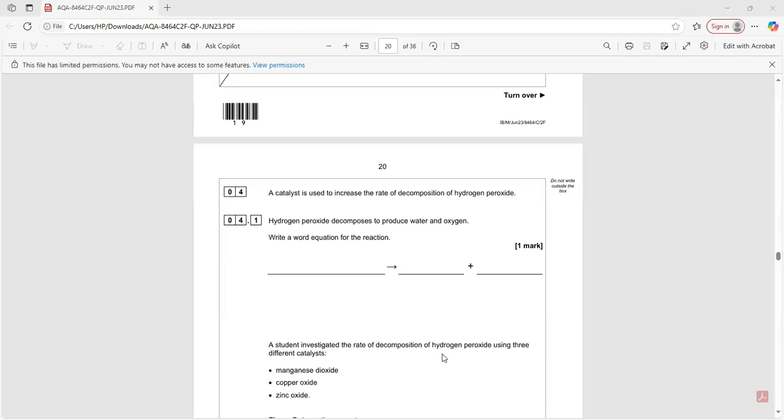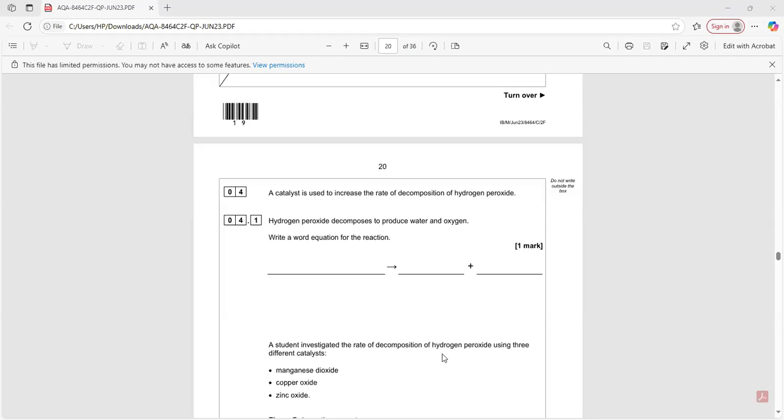It says a catalyst is used to increase the rate of decomposition of hydrogen peroxide, and hydrogen peroxide decomposes to produce water and oxygen. True. It now says write a word equation for the reaction. There's nothing much to write, it's just repeating the same thing. Hydrogen peroxide will be on the left-hand side before the arrow, and immediately after the arrow, you can say water plus oxygen. That's all, since they said word equation.